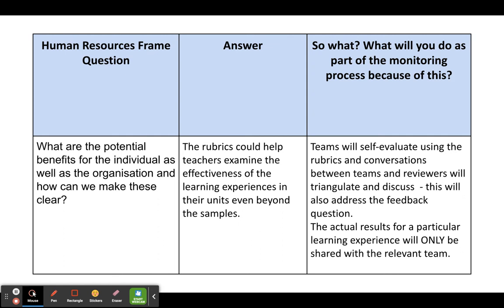So we might want to actually include some self-evaluation in this whole process, and include some conversations between the reviewers and the teams. This could become a really beneficial feedback process for everybody involved if we use it right. Of course, we'll have to remember that the actual data about any particular unit plan would only ever go to that individual or that team, but that's kind of just, of course, right?